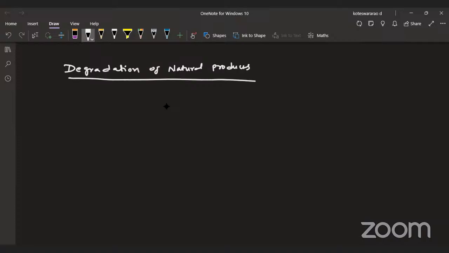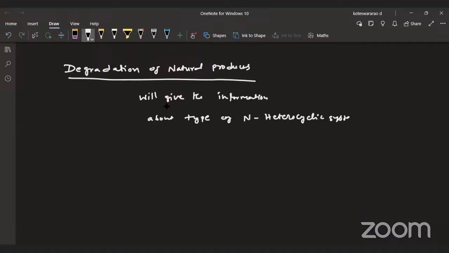Generally, these degradation experiments will give information about the type of heterocyclic system, especially the nitrogen heterocyclic system. The nitrogen heterocyclic ring present in the alkaloids is cleaved at the carbon-nitrogen bond, and the nitrogen is eliminated from the ring. The resulting acyclic segment is identified.